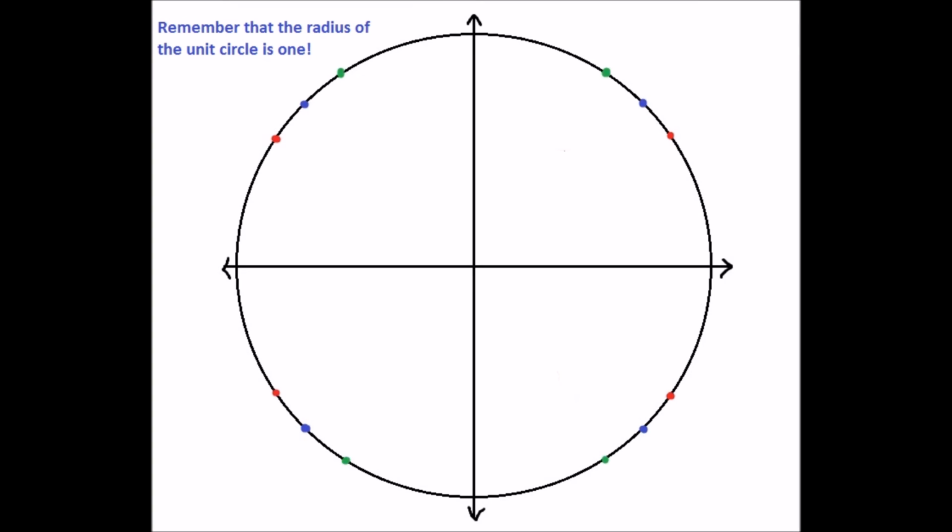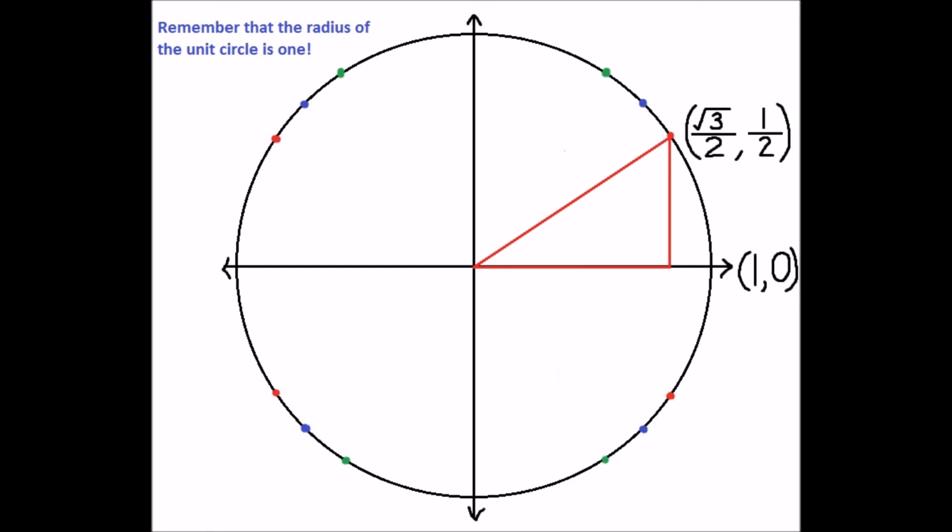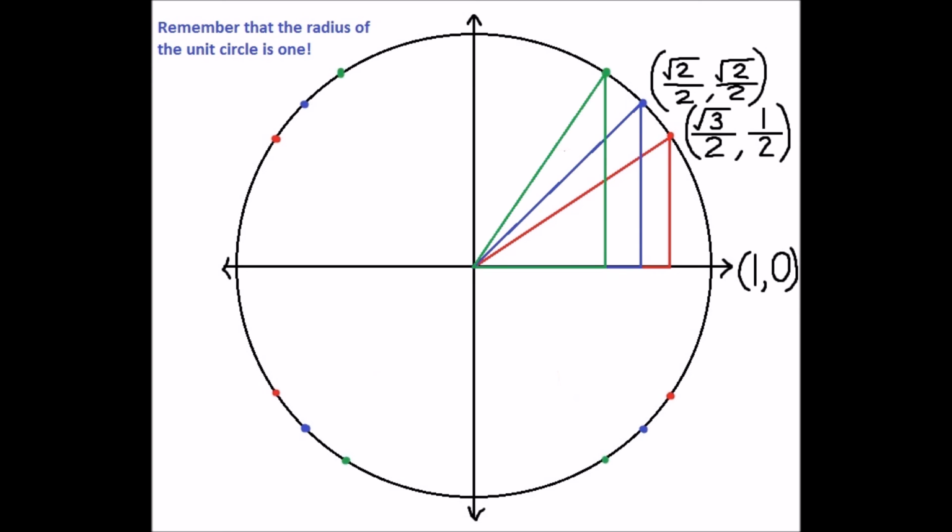Now that you have the side lengths of the triangles, you can visualize the special right triangles in the unit circle to get the coordinates of the points on the unit circle. At 0 degrees, the coordinates are 1, 0. At 30 degrees, the coordinates of the point are square root of 3 over 2, 1/2. At 45 degrees, the coordinates of the point are square root of 2 over 2, square root of 2 over 2. At 60 degrees, the coordinates of the point are 1/2, square root of 3 over 2. The coordinates of the point at 90 degrees are 0, 1.